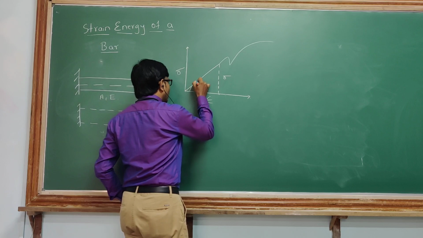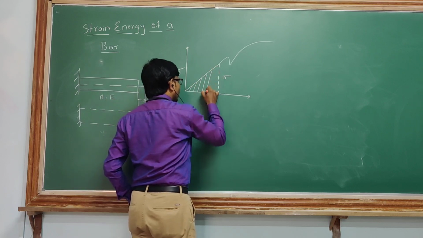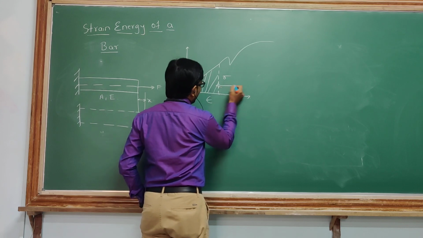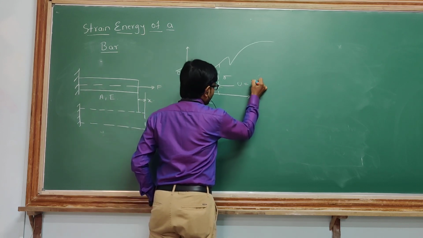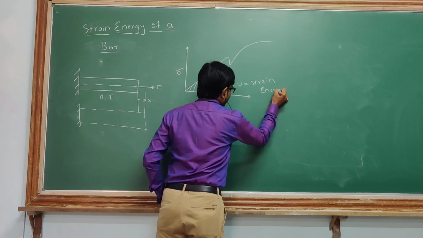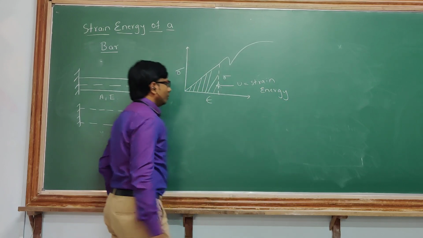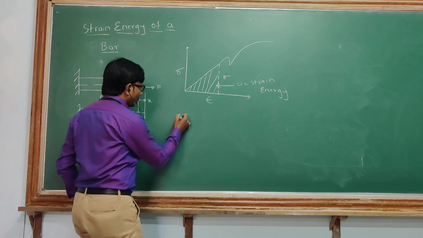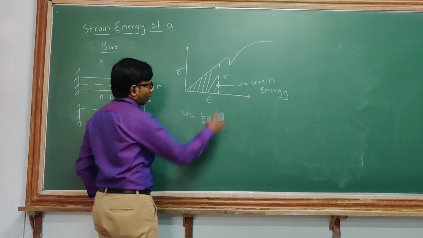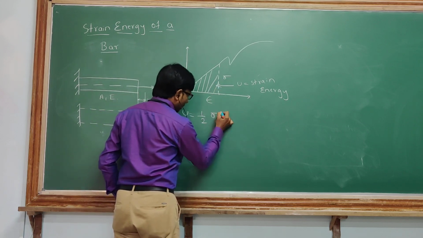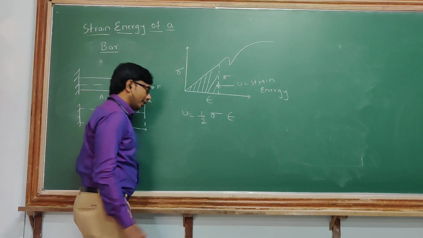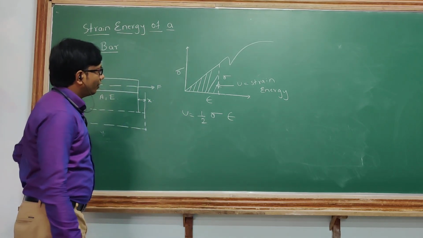The area under this particular curve, or particular triangle, is called the strain energy. So how to calculate that? U is equal to half into, okay, so this is length, this is height and this is breadth. So now you have written this.